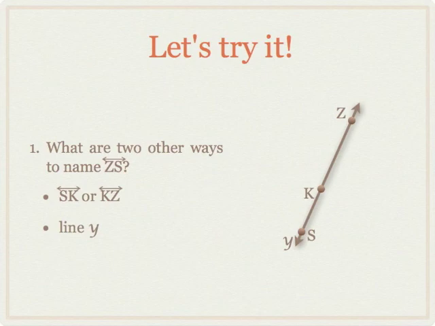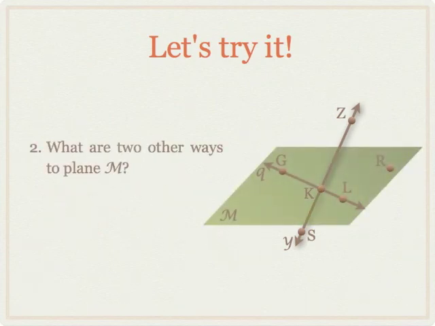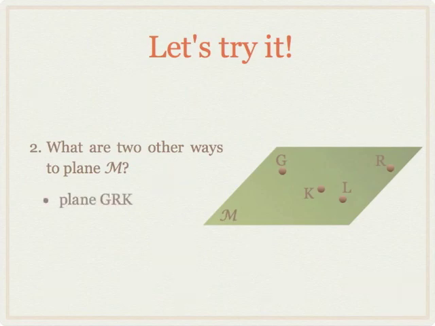Let's go back to our original figure, and this time, what are two other ways to name plane M? Once again, let's eliminate anything that doesn't deal with plane M. Let's take out line Y. Notice that line Q doesn't really have much to do with naming a plane, so let's get rid of that as well. So now that we see plane M, we can see several points on it, and we need 3 points on plane M that are non-collinear. So we could name plane M plane GRK, because those 3 points are not on a line. We could name a plane KLR, because again, those 3 points are not on a line. And there are several other names that you can use as well.